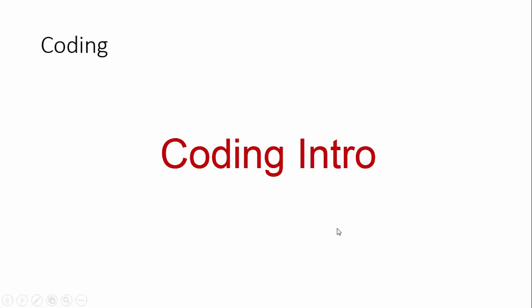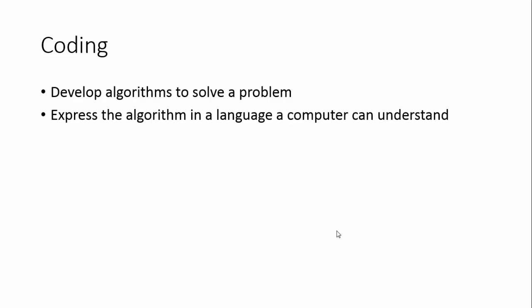Now that we've talked a little bit about hardware basics and the number systems that are used in computer science, let's start to talk about coding. Coding is the process of developing algorithms to solve some type of problem. You express that algorithm in a language that a computer can understand. There are many different languages out there: C, C#, Java, Python. Maybe you have some experience with a language, or maybe you don't.